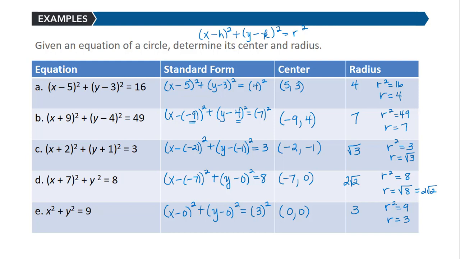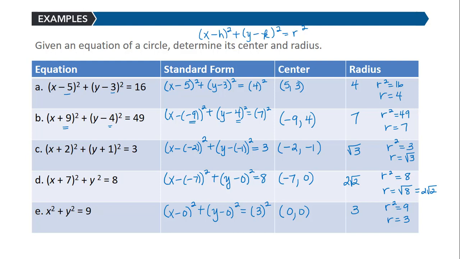So the key thing, I don't necessarily want you to have to go through and rewrite the standard form. I want you to be able to look at the equation and glean from it the center and the radius. So notice that the sign of the center is always really the opposite of what we have here. x minus 5, y minus 3, the center was 5, 3. x plus 9, y minus 4, the center was negative 9, 4. So we're really thinking about what value makes that inner expression 0 is where we get the values of h and k for our center.